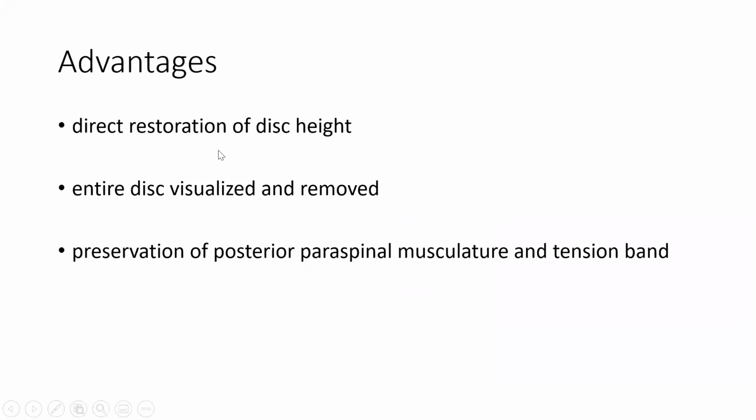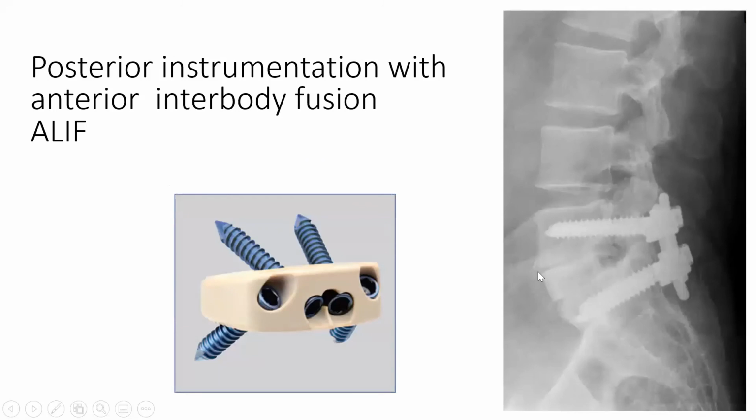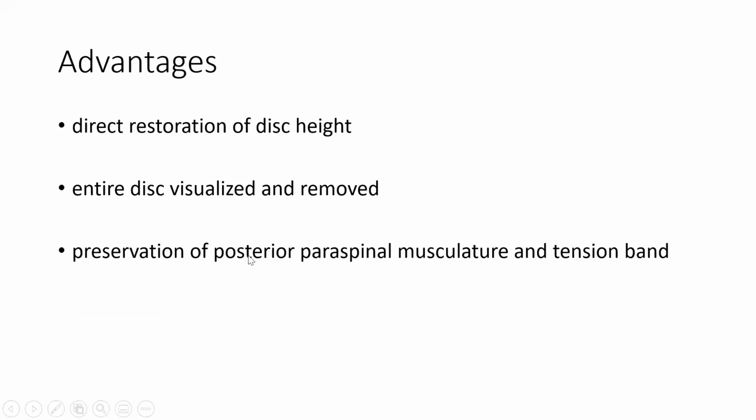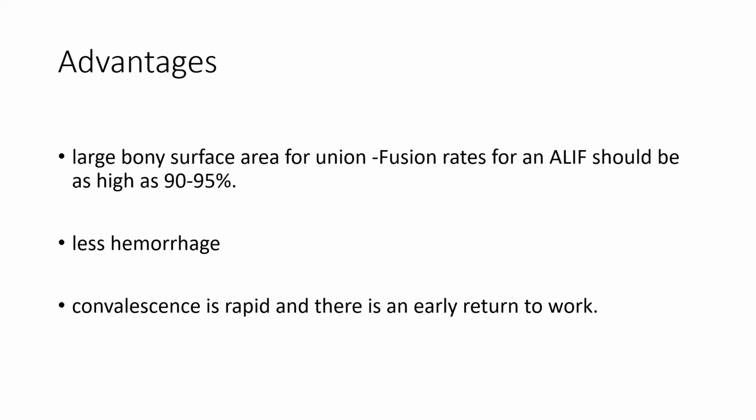So the advantages of the ALIF technique, anterior fusion: you can directly restore your disc height. You can see the entire disc, so obviously you can see the whole thing. You can scrape the entire disc out and clear it. And you preserve your posterior muscles and tension band. So there are a lot of advantages to the ALIF technique, especially standalone. You have a really big footprint for fusion, so the fusion rates are very high. There's almost no blood loss, theoretically. And because you haven't damaged the back muscles, patients are out of bed very quickly.